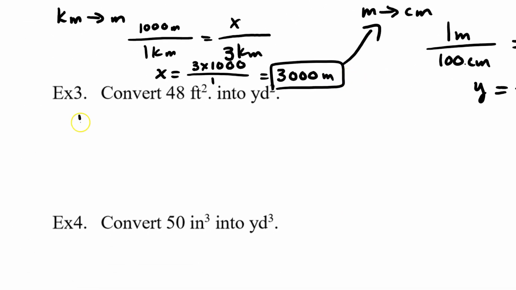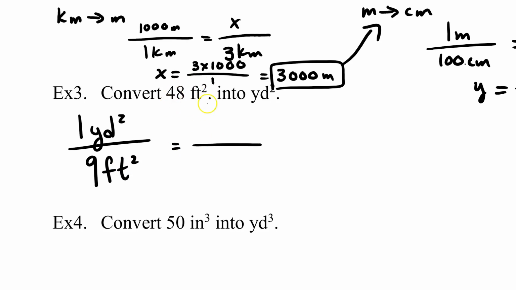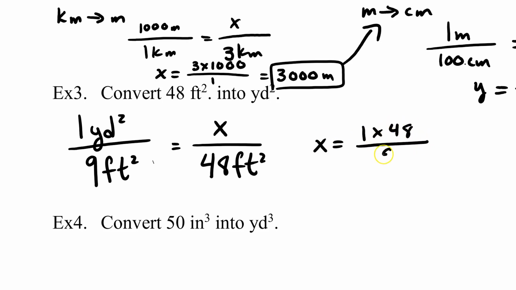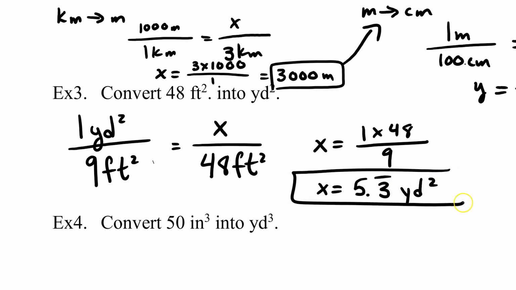So I'm going to just write this relationship because we've already figured it out. So 1 square yard is the same thing as 9 square feet. So the feet squared goes on the bottom of the relationship. So I'm going to say 48 feet squared, and we're solving for x. So in order to find x, I'm going to say 1 times 48 divided by 9. X is going to be 5.3 repeating, and we're looking for yards, so yards squared. That's it.